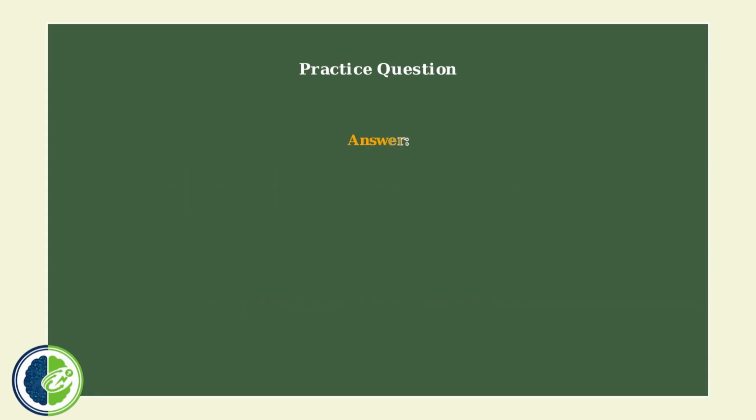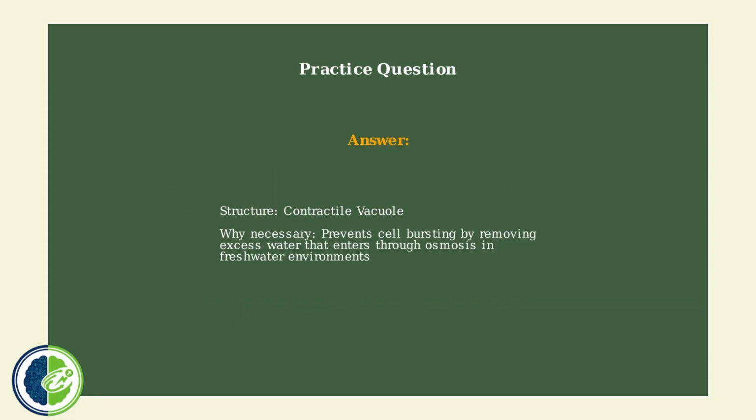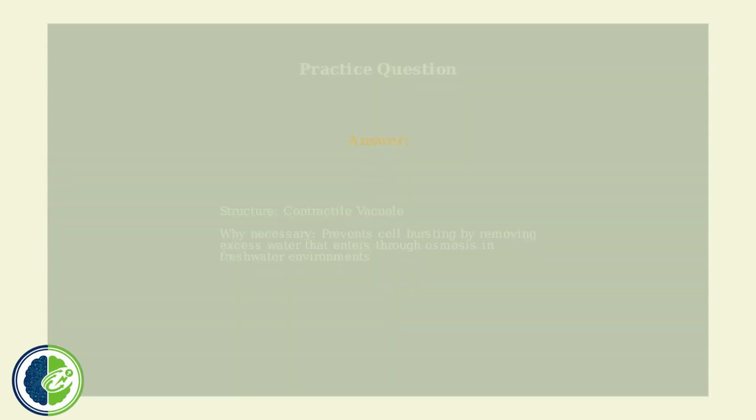Welcome back. The answer is a contractile vacuole. This structure is necessary because freshwater organisms live in a hypotonic environment where water constantly enters their cells through osmosis. Without the contractile vacuole pumping out excess water, the cell would swell and burst. This is a perfect example of how organisms adapt to their environment.